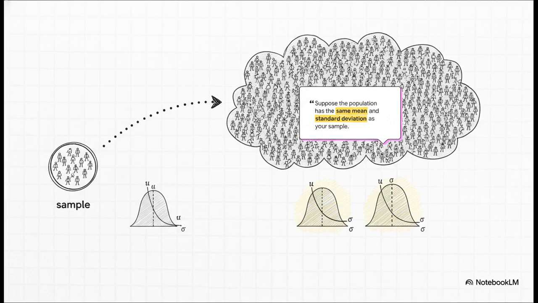The assignment tells us to just assume that the mean and standard deviation we found from our tiny sample of 20 people also apply to the entire population. Essentially, we're using our little snapshot to paint a picture of the whole landscape.